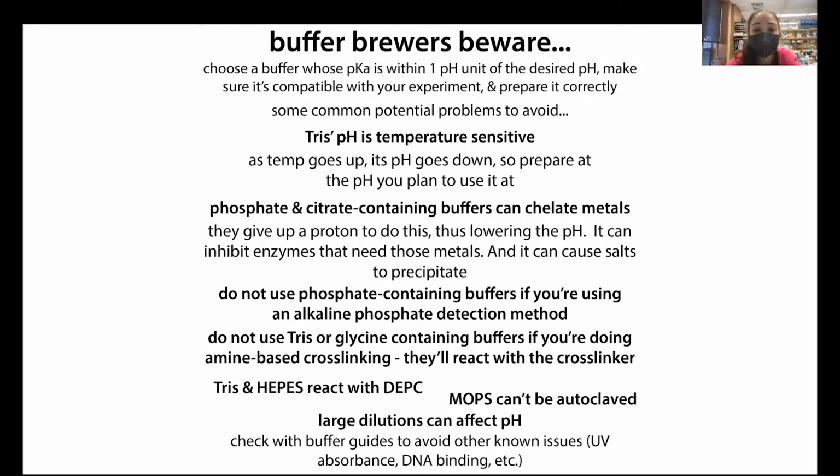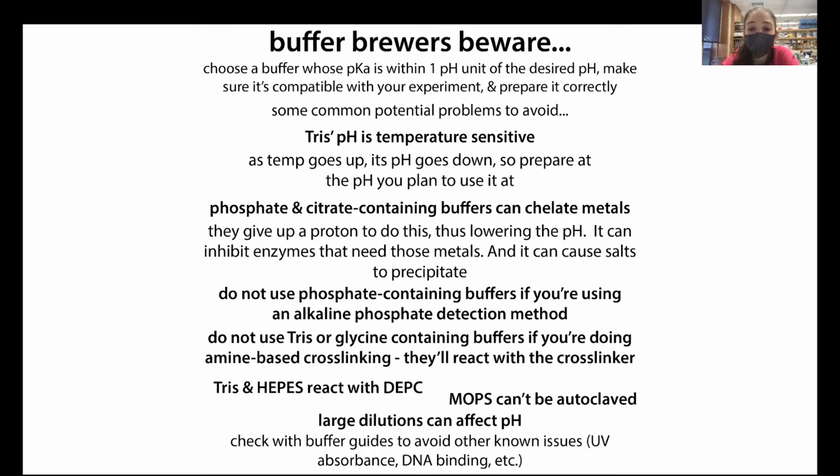You also don't want to use phosphate containing buffers if you're using an alkaline phosphatase detection method. For some of the Western blotting protocols, the detection methods for the antibodies use an alkaline phosphatase detection method, and if you have phosphate in your buffers, that's going to be a problem. Some other problems: you don't want to use tris or glycine containing buffers if you're doing amine-based cross-linking. If you're using NHS esters or glutaraldehyde, formaldehyde, all these various things, they're going to interact with the cross-linker, and that's going to cause problems.